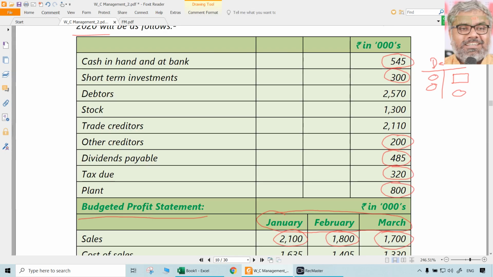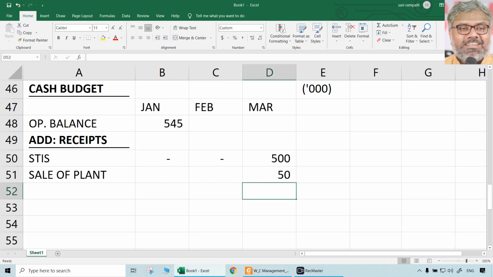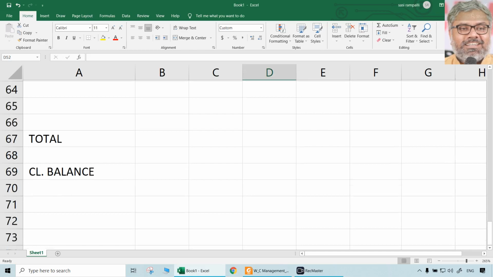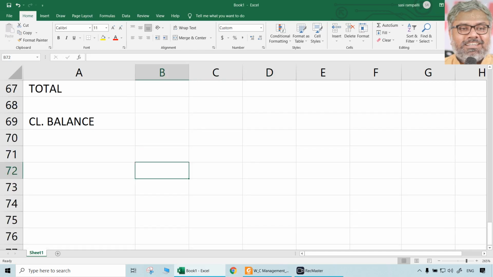But we don't have to prepare accounts and all here. So what we will do here? We'll prepare it in a statement format. So what we have to take then? Opening debtors, add sales, deduct closing debtors. Or you can say sales plus opening debtors minus closing debtors will give collection from debtors. That has to be done separately in the working note. Let us take that separately to compute collection from debtors.